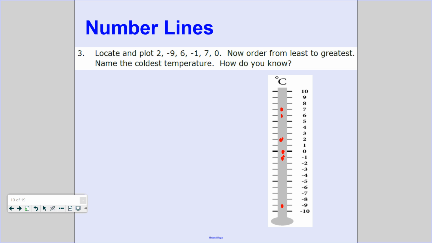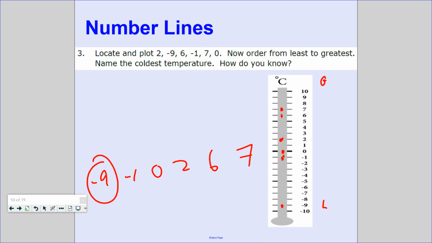So in this number line, where would you find the greatest number? Right here. And the least number would be right here. So the least number is -9, then -1, then 0, then 2, then 6, then 7. Name the coldest temperature. -9.